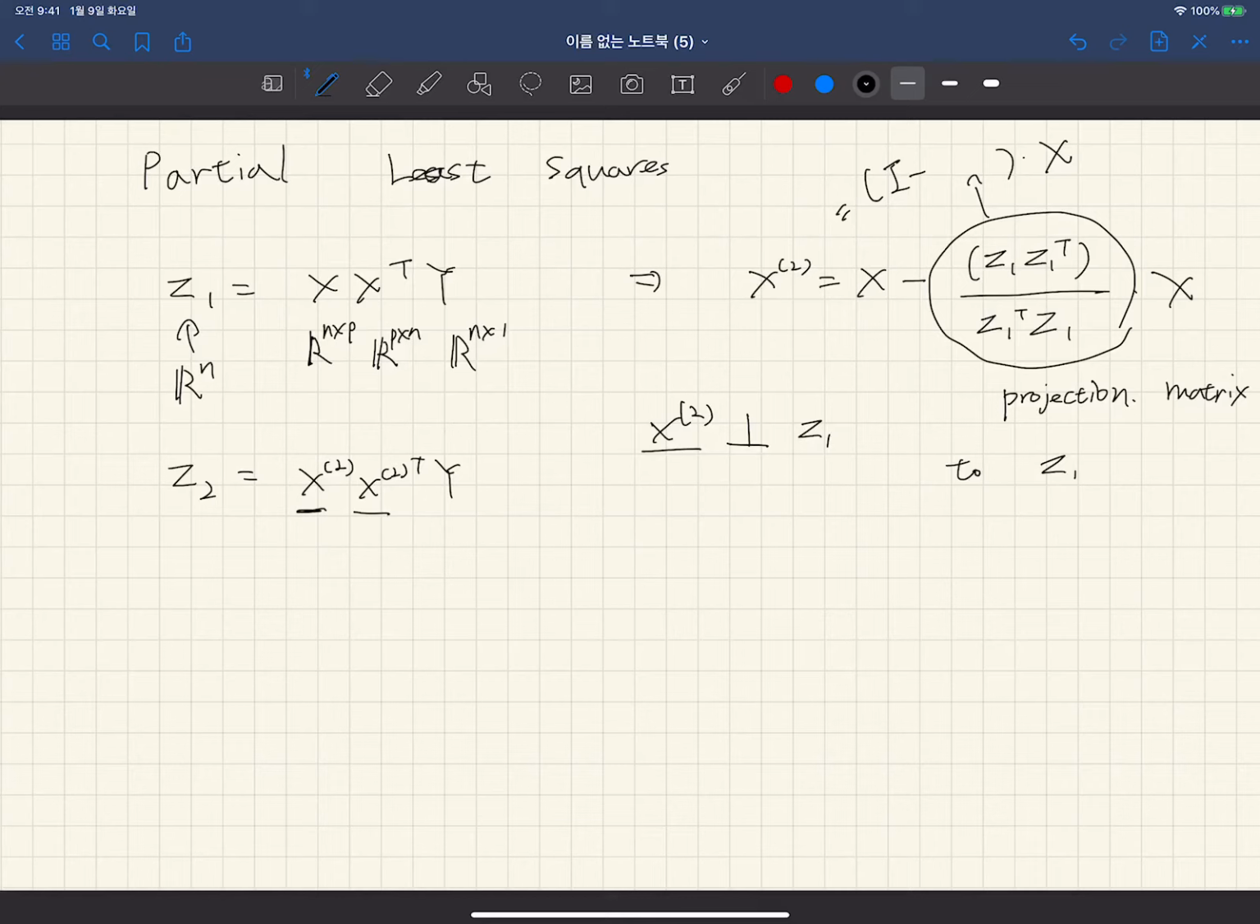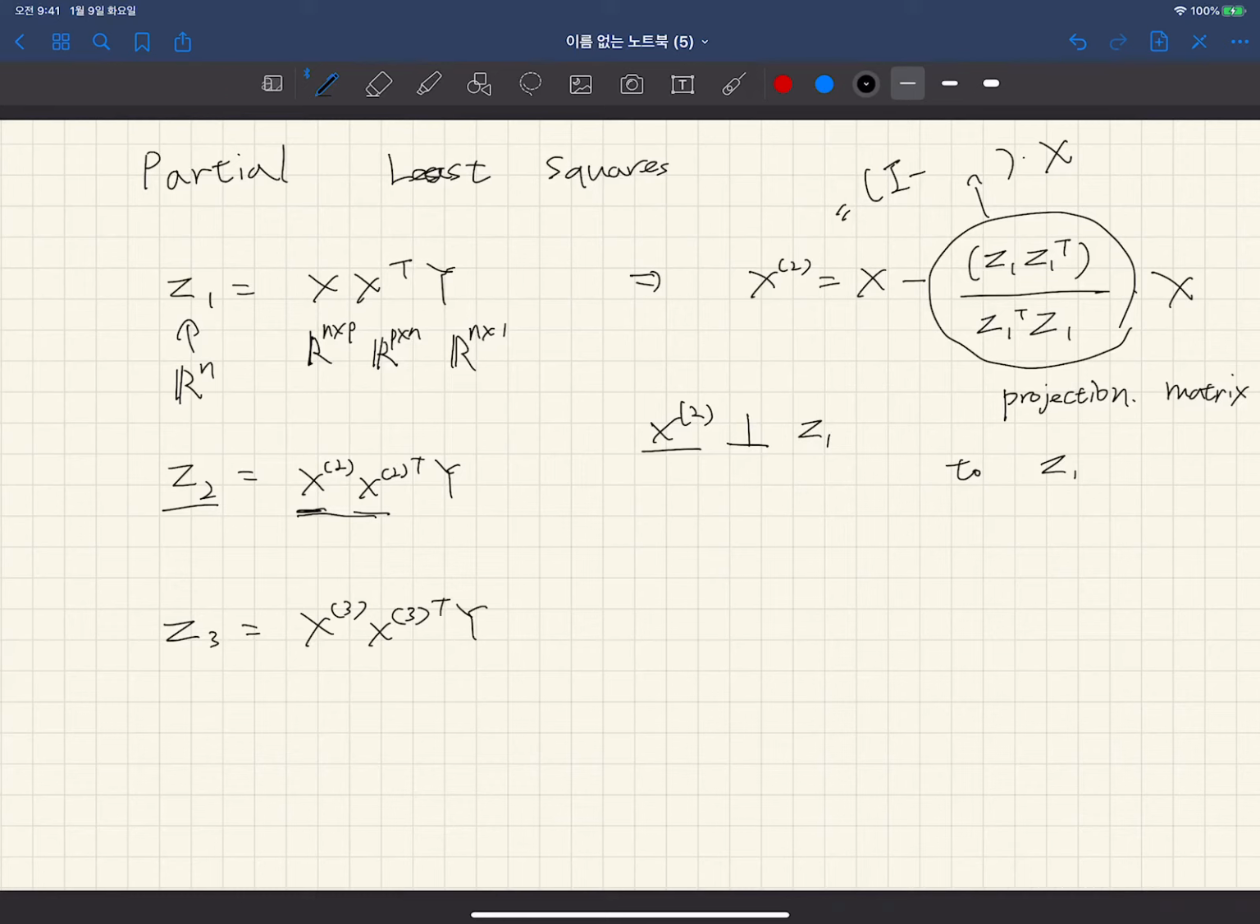matrix X2. And from the newly defined X2 matrix, we can define the second component, Z2. So this is the second G2. Third, G3 is X3 transpose Y.